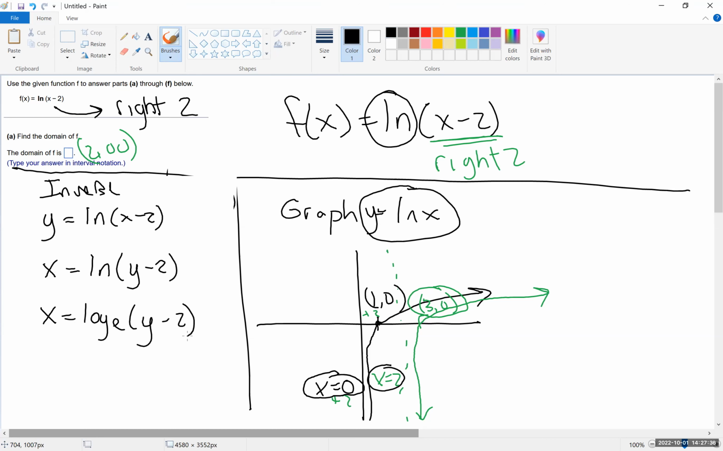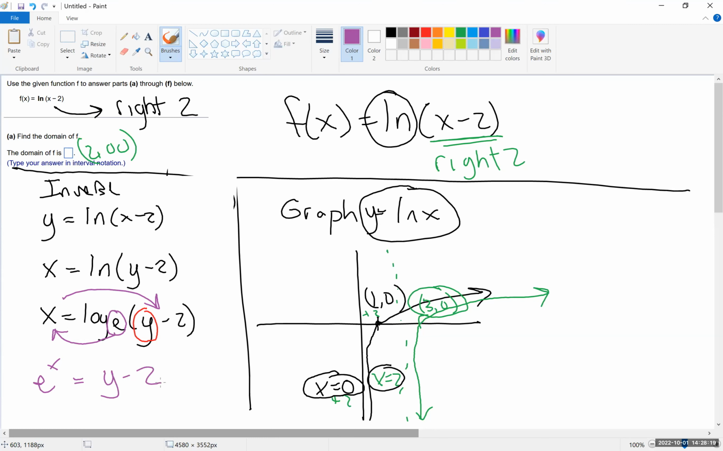Our job now is to get the y by itself, right? I probably should have said that earlier. The way we solve logarithms is we get the logarithm by itself, and then you rewrite the logarithm as an exponential. The base of the logarithm is always the same as the base of the exponential. So this is going to be e to the power of x, which is equal to what's on the inside, y minus 2.